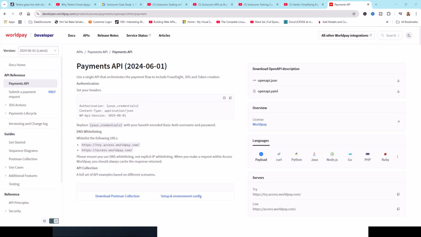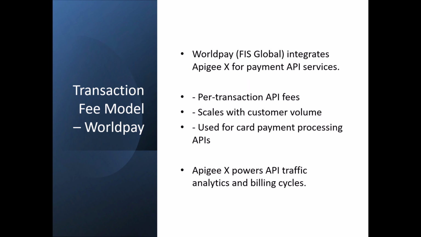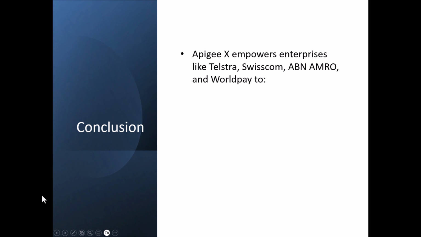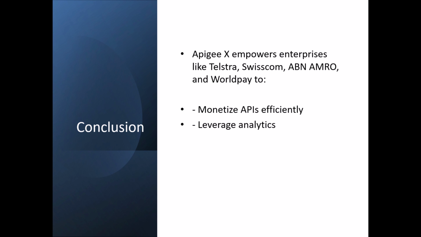Now let's see some conclusion out of our discussion today. So what do we conclude from here? As you can see, Apigee X is at the heart of enterprise-grade API monetization across industries: telecom, banking, fintech, and beyond. From subscription to freemium to transaction fee, Apigee X gives organizations the tools to implement flexible, scalable monetization models.